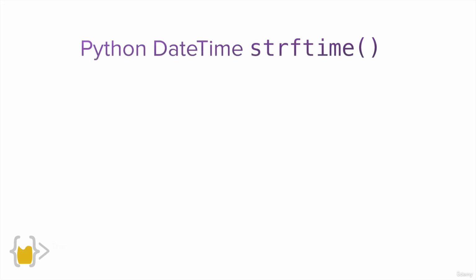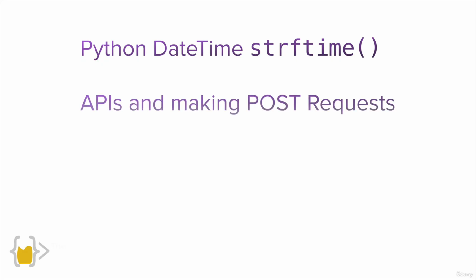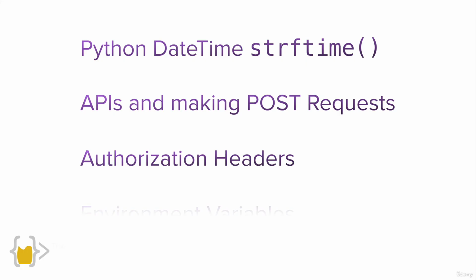So this is really exciting, and the best part, you're going to be building it all by yourself. You're going to be using a bunch of things that you've learned so far, including the Python datetime strftime method, using APIs, making POST requests, creating authorization headers, and environment variables. You're going to be doing a bunch of this step by step by yourself. And if you head over to the next lesson, there's the instructions for how to get started. So I hope you're excited to get started, and I'll see you on the next lesson.